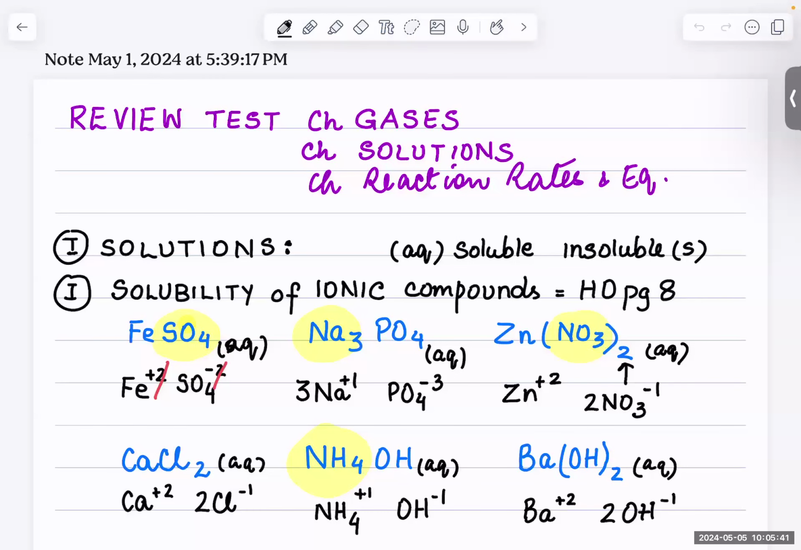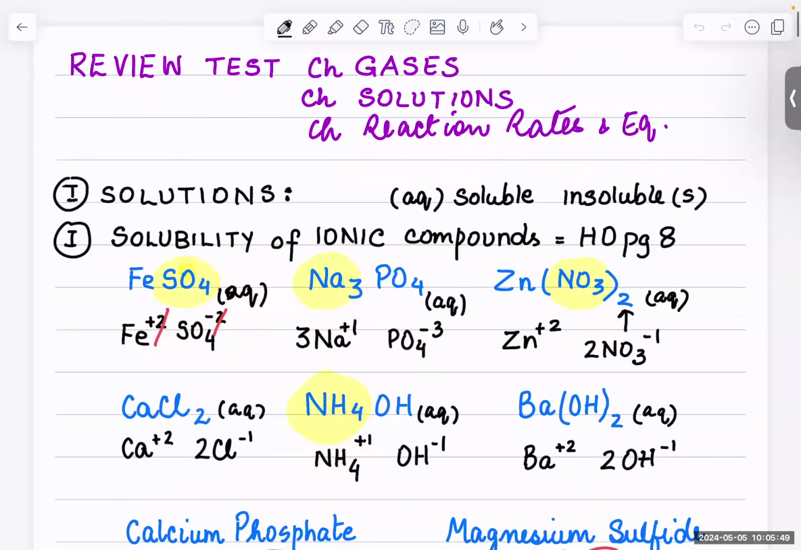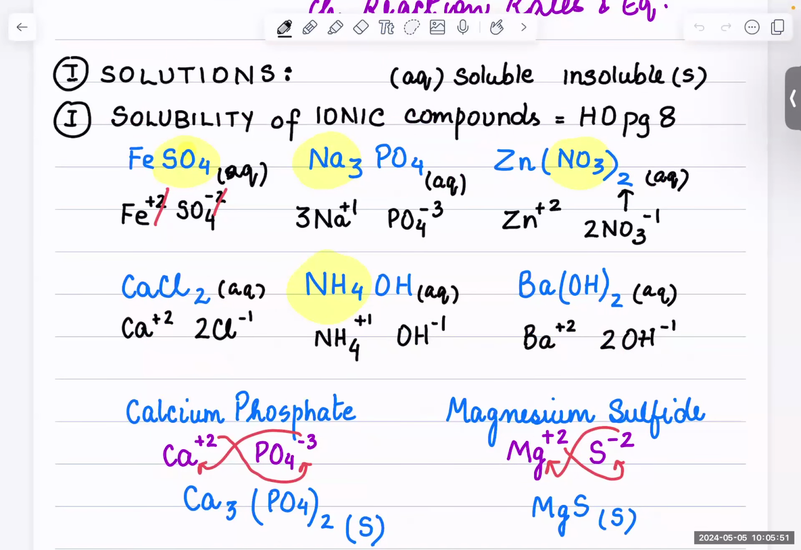Okay, so we are going to be doing the review on gases and solutions. First we will cover all the details of the solutions and then we will look at the gases. First of all, important things that you absolutely need to know in the solutions chapter is, number one, solubility of ionic compounds. So know how to use the table of solubility.